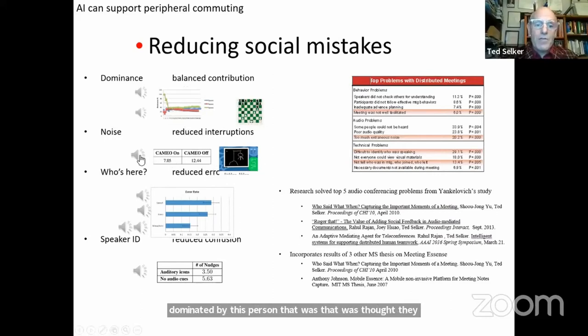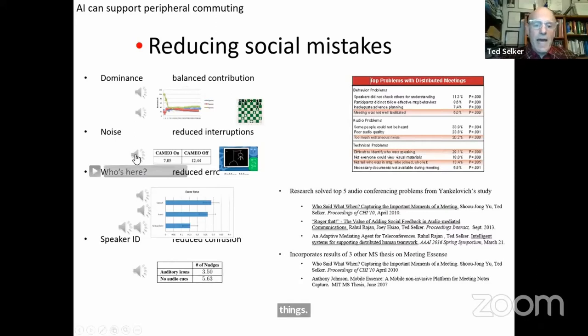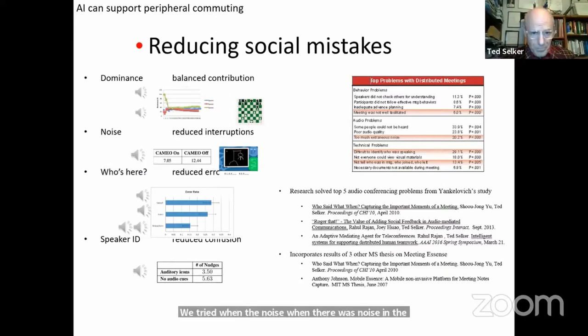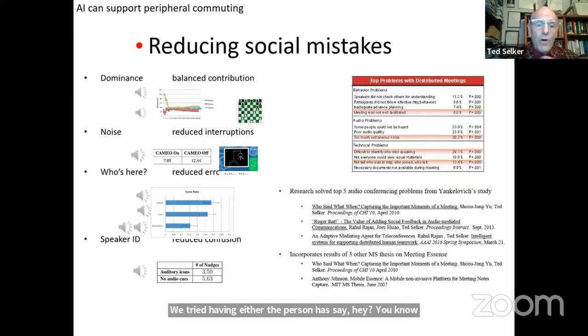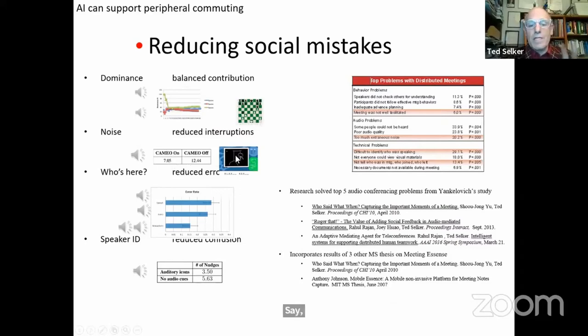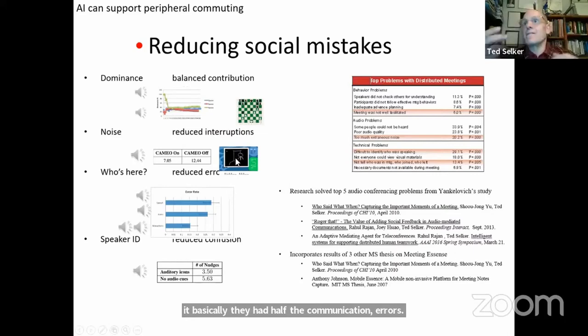We tried other things. We tried it when there was noise in the background. We tried having either the person say, hey, could you turn down the microphone? Or we had the computer say it. When the computer said noisy, instead of a person saying it, they had half the communication errors. This was in a game where they were supposed to be playing hangman and deciding what letter to put next.